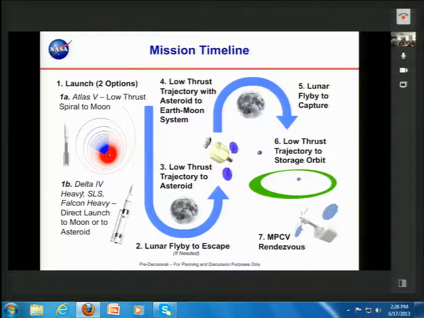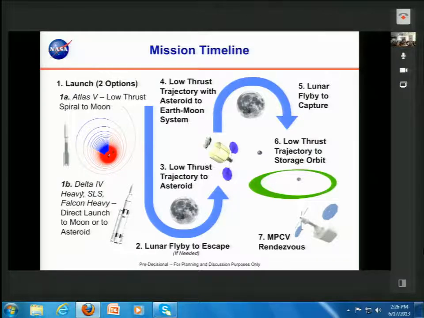And then once on the trajectory from Earth, we do a lunar flyby to escape if needed, and then a low thrust trajectory to the asteroid. There we spend 60 days characterizing that asteroid, getting a detailed surface mapping and a detailed estimate of the spin state. And then we approach and cinch the bag around it, as in the video. After we have the asteroid tied up against the spacecraft, we also characterize its mass in detail and prepare for the trip home.